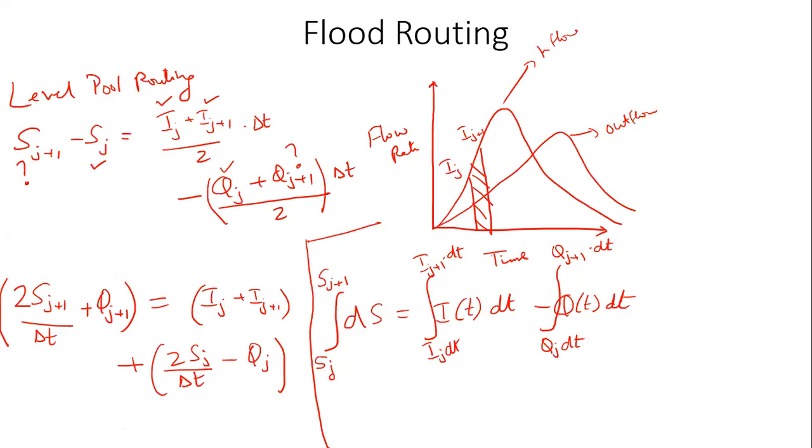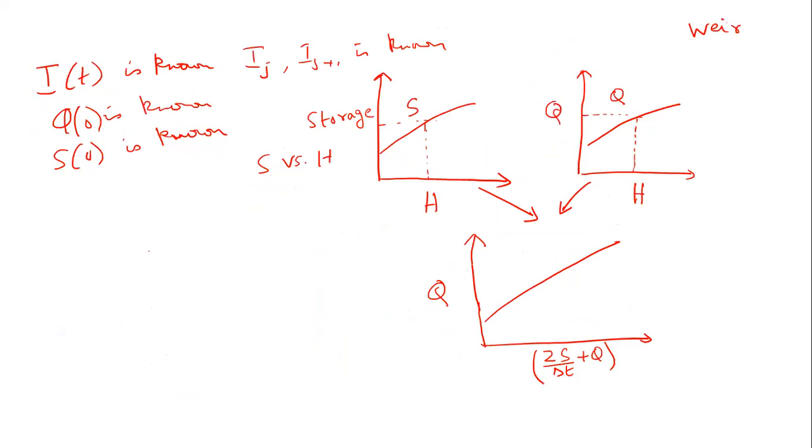I just don't know how much is Sj plus 1 and how much is the contribution of Qj plus 1 in that left hand side. So for that, I come to this curve, and for that known value of 2S by delta T plus Q, I simply find out the corresponding value of Qj plus 1. This will give me Qj plus 1. Is that okay? Is this clear what I have done?